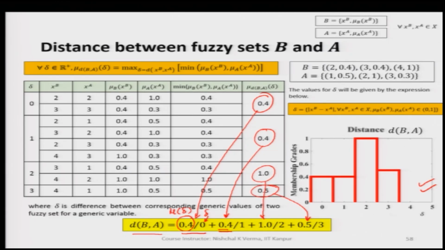This way we can get all the values of delta and its corresponding membership values. These two, delta and mu of delta, will help us in constructing the discrete fuzzy set, because we have taken discrete fuzzy sets only, and so the distance between two discrete fuzzy sets is obviously going to return us a discrete fuzzy set.